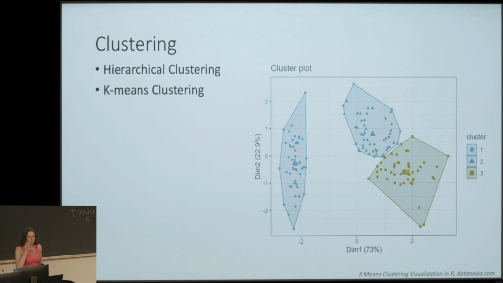So k-means clustering is really great when you have a good idea how many groups of things there might be. And if you don't, there are ways to get around that, but this is a good place to start.